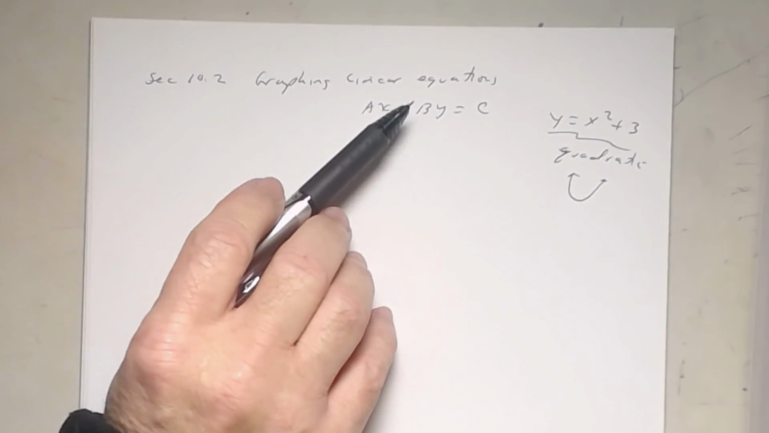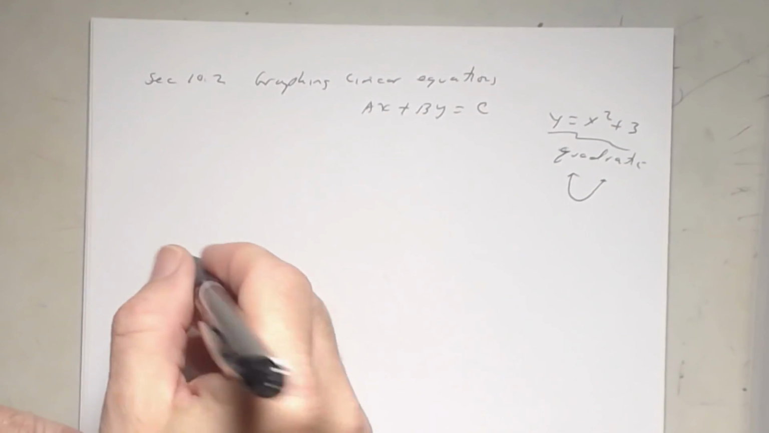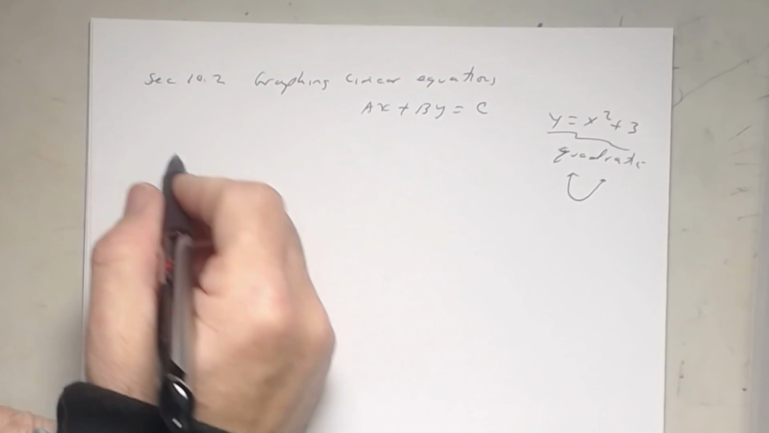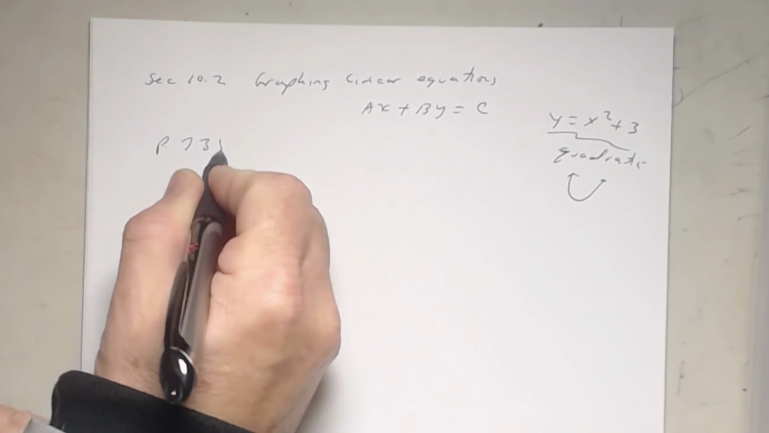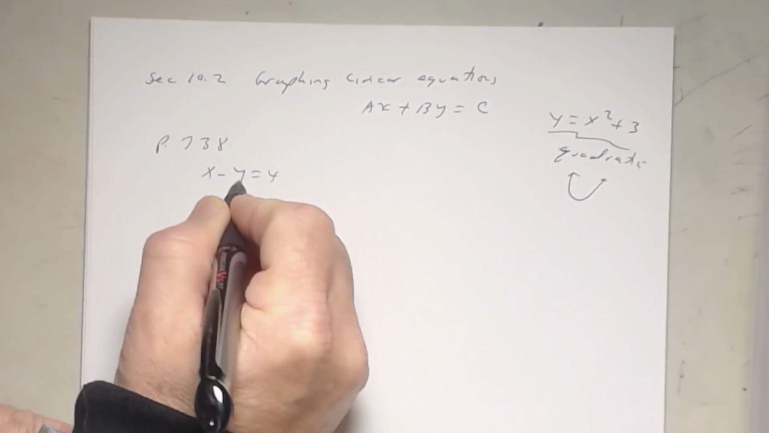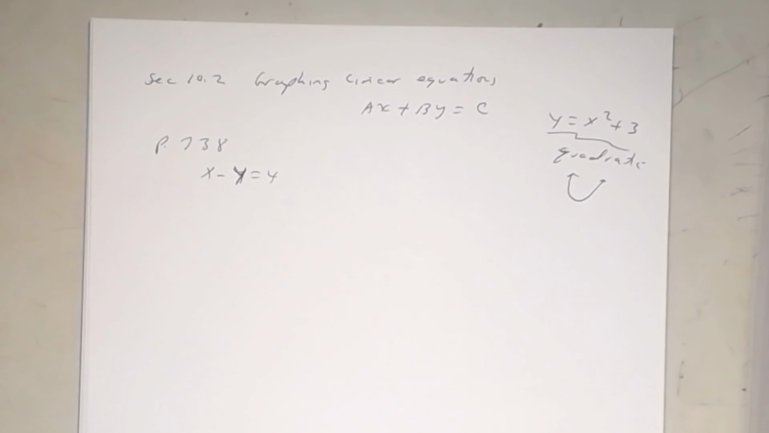All right, so this is what a linear equation looked like. And when you look at this section of my math lab especially, if you look at number 2 on page 738, you're given this linear equation, x minus y equals 4. Now it's linear because both the exponents of x and y are 1s.